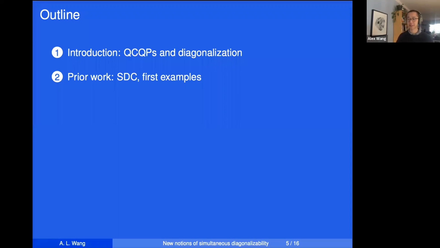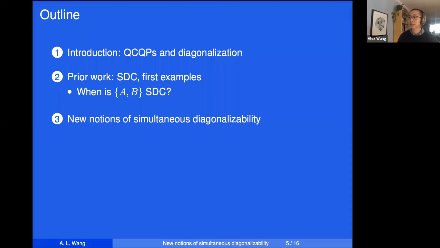I'll say that this SDC property is very well understood. We have complete characterizations of it, and some of these results are folklore. The point of this section is not to learn everything there is to know about the SDC property, but rather I'm just going to give you some sufficient conditions for when a pair of matrices A and B is SDC. The purpose of this is that this will allow us later on to contrast our results.